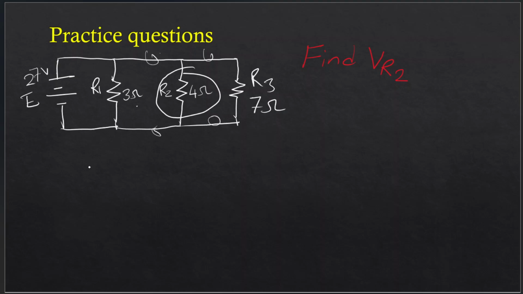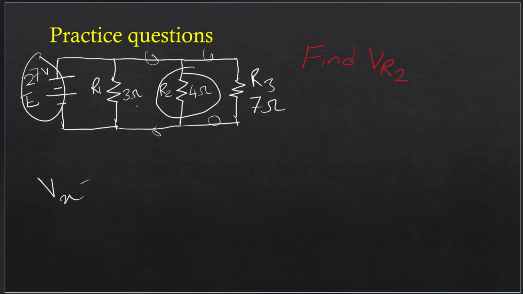So do we have to use the voltage divider rule here? We don't. Again, we don't have to find the total voltage because it's given to us. E is equal to 27 volts. So this voltage across VR2 will be 27 volts. Okay, so 27 volts. Let's verify that using our voltage divider rule.